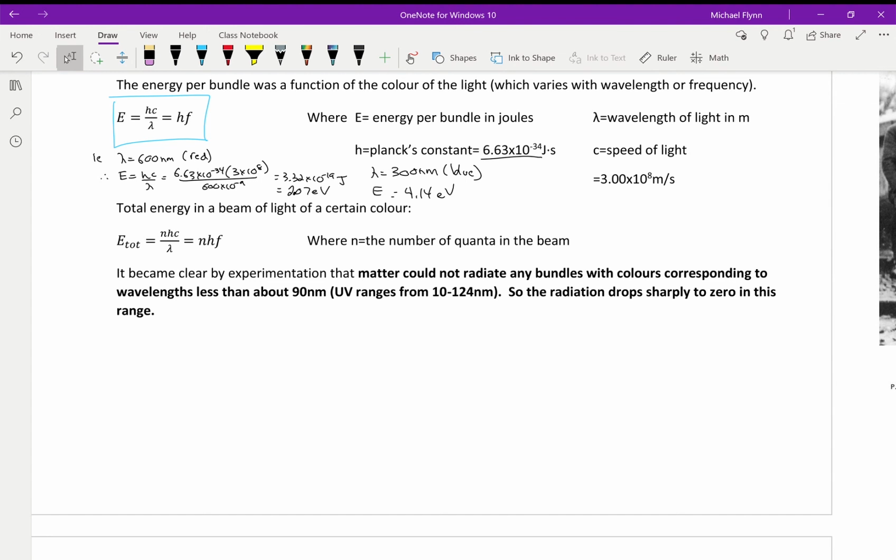Now, once you get to the ultraviolet range, around 10 nanometers, it seems like atoms are just physically unable to emit light shorter in wavelength than that. It just can't do it. So atoms, for whatever reason, have some kind of physical limitation. They can only emit these little bundles up to a certain wavelength. After that, the atom gets ionized. If it gets too hot, it gets ionized.